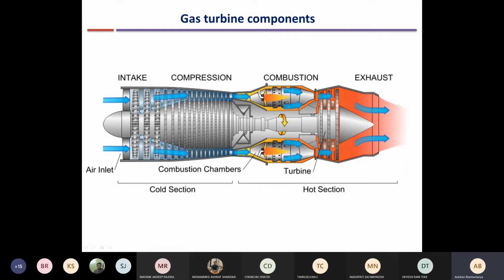So there may be multiple combustion chambers like is shown here. There can be a single combustion chamber which is annular in nature. Annular means there is an inner lining and an outer lining, with multiple injection points. And there are igniters which ignite this mixture.